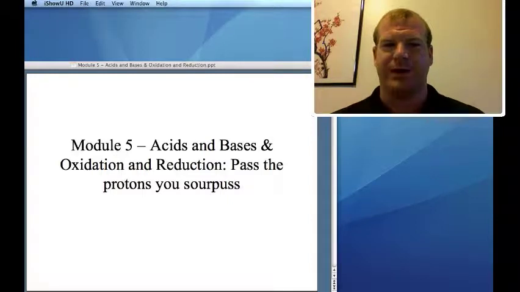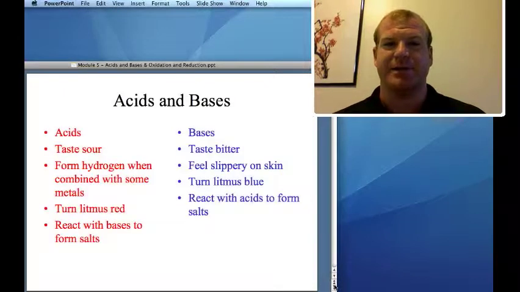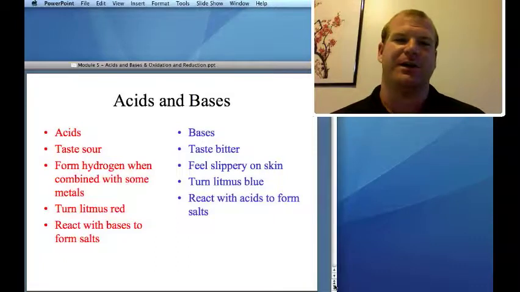Now it is time for Mod 5, acids and bases and oxidation and reduction. So let's start out by talking a little bit about acids and bases. Acids taste sour, so what are some things that taste sour? Vinegar. Vinegar tastes sour, vinegar is an acid.